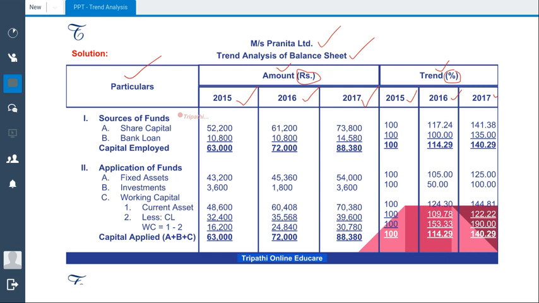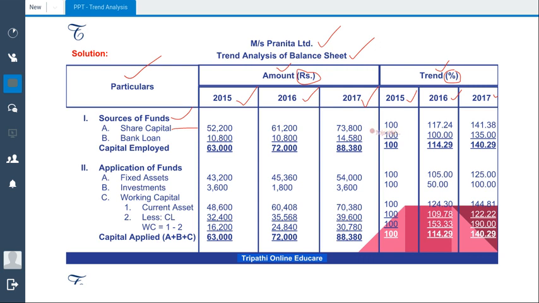As per that, in the vertical balance sheet, the first thing that we take is sources of fund. Under sources of fund, we record share capital. So we have recorded share capital 52,200, 61,200, and 73,800.